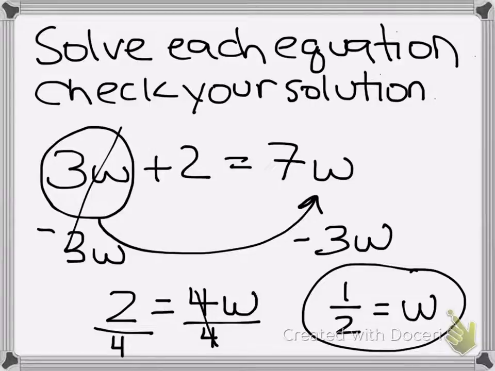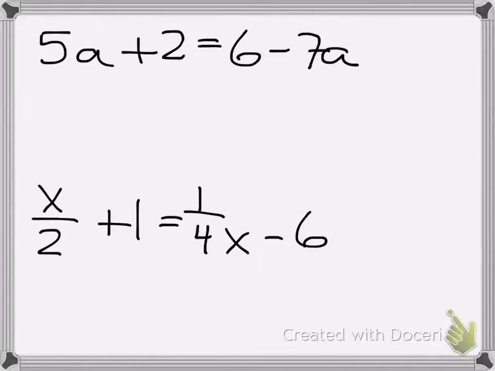I always also want to plug it into w to make sure that one side equals the other. So if I did 3 times 1/2, that's 1.5. And 1.5 plus 2 is 3.5. So if I did 7 times 1/2 on the other side, that's 3.5. So I have 3.5 equals 3.5. So this is correct.